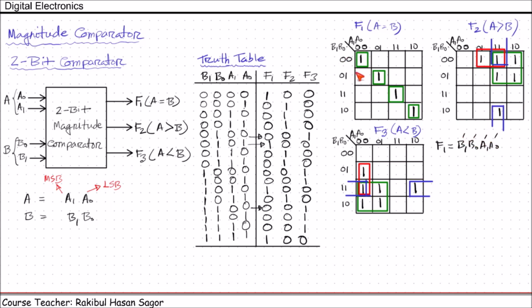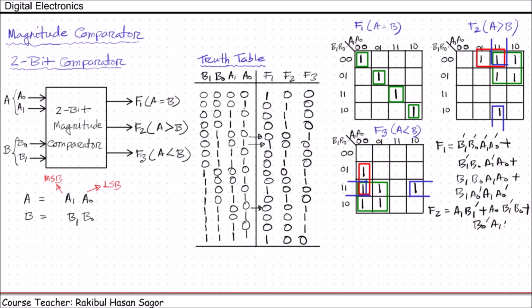Prime, prime, prime, because all zeros, plus b1, b0, b1 prime, b0, a1 prime, a0, plus b1, b0, a1, a0, plus b1, a0 prime, a1. f2 can be written as a1, b1 prime, plus a0, b1 prime, b0, b0 prime, a1, a0. There will be prime here. And finally, f3 can be written as b1, a1 prime, plus b0, a1 prime, a0 prime, plus b1, b0, a0 prime. Now we'll be able to construct the logic diagram from these functions.